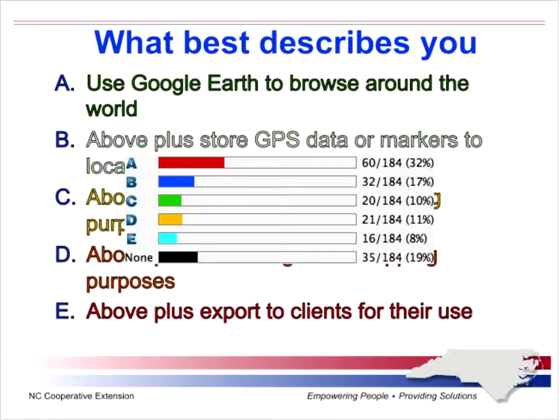Okay, so most folks, like me, up until about a year ago, used Google Earth to browse around the world. It's a lot of fun. I plan my trips using Google Earth. It's really neat. But there's a lot more that you can use it for. You can store GPS markers.